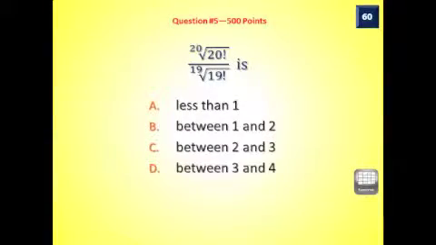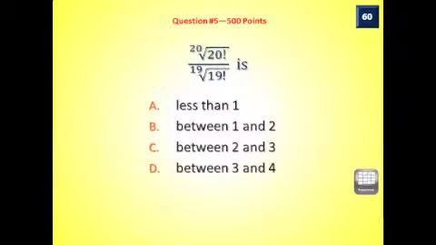Sometimes people haven't seen this symbol, so I should point out that up in the numerator, that's 20 factorial. No, that's the 20th root of 20 factorial over the 19th root of 19 factorial. Is it less than 1, between 1 and 2, between 2 and 3, or between 3 and 4?